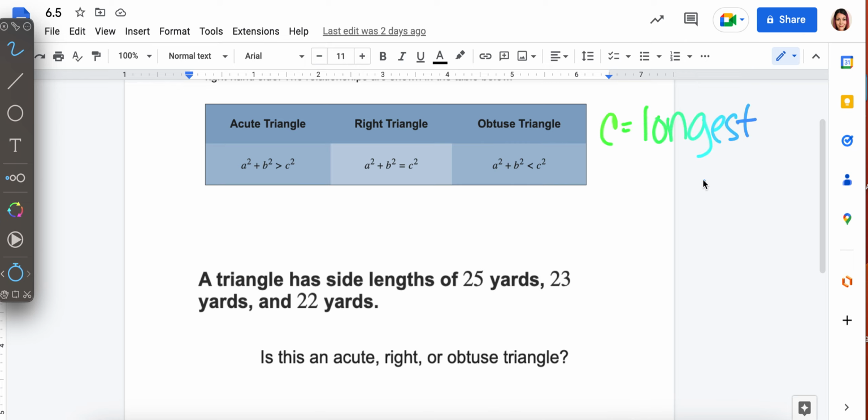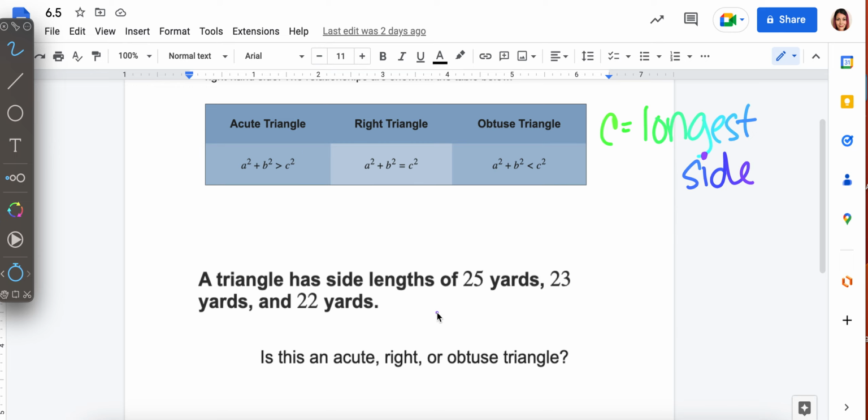It doesn't matter which side you label a and which side you label b. Just make sure you identify the longest side first, and then you can assign a and b to the other two numbers, and it doesn't matter which one, because it's a plus b, and we know that addition is commutative. 2 plus 3 is the same as 3 plus 2, so the order doesn't matter.